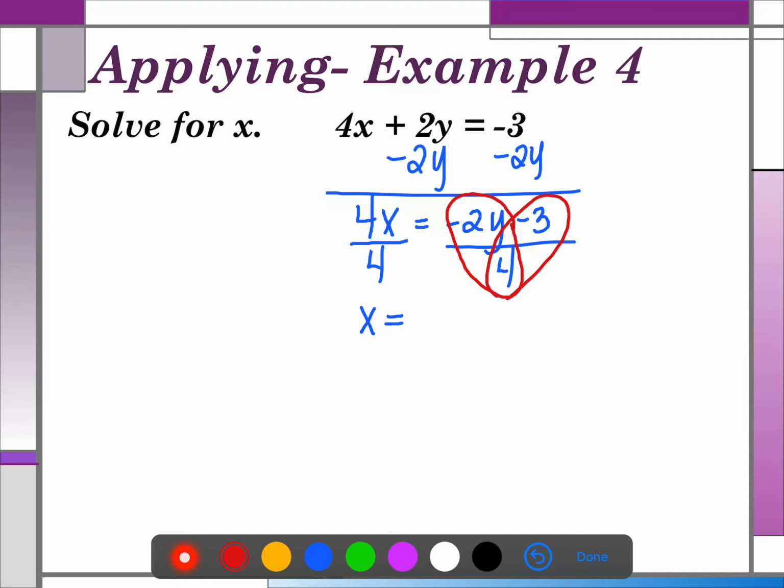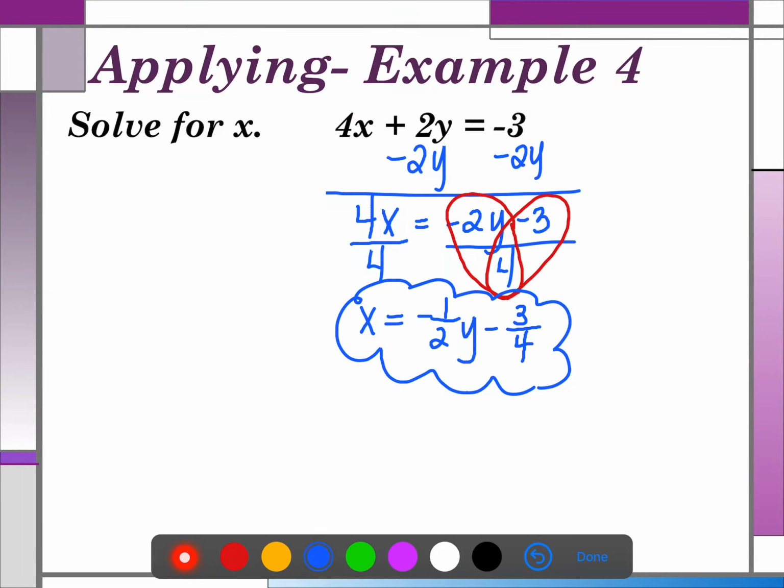And using the heart to simplify, reduce. Okay, I get negative 1/2 y minus 3/4. Were you able to arrive at that same final answer? Okay, if not, go back through and compare your steps to mine here.